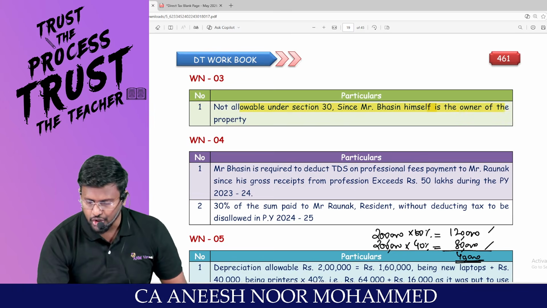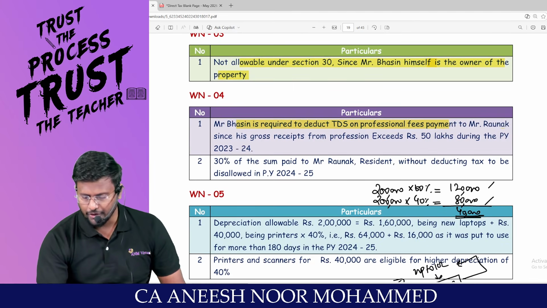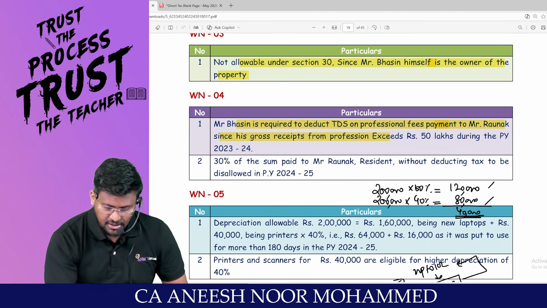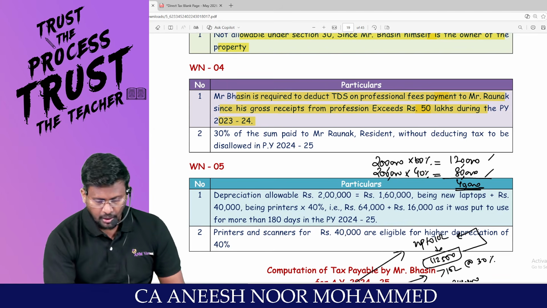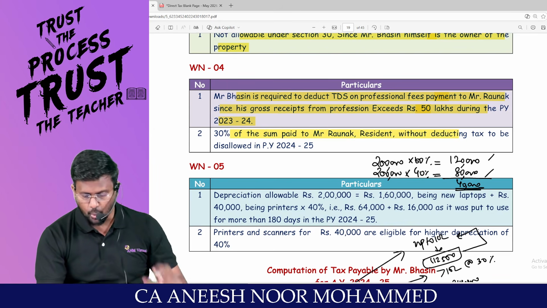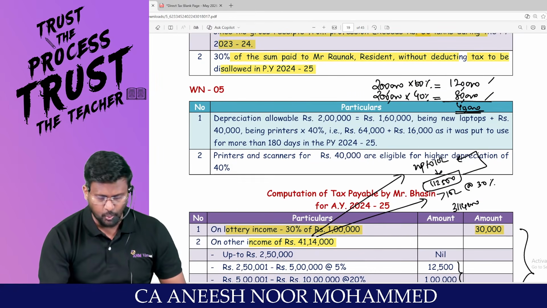Since Mr. Bashin himself is the owner, Mr. Bashin is required to deduct tax on professional fee paid to Mr. Raunak since his gross receipts from profession exceed the limit during the previous year 23-24. 30% of the sum paid to Mr. Raunak, resident, without deducting tax at source, is disallowed in previous year 24-25.